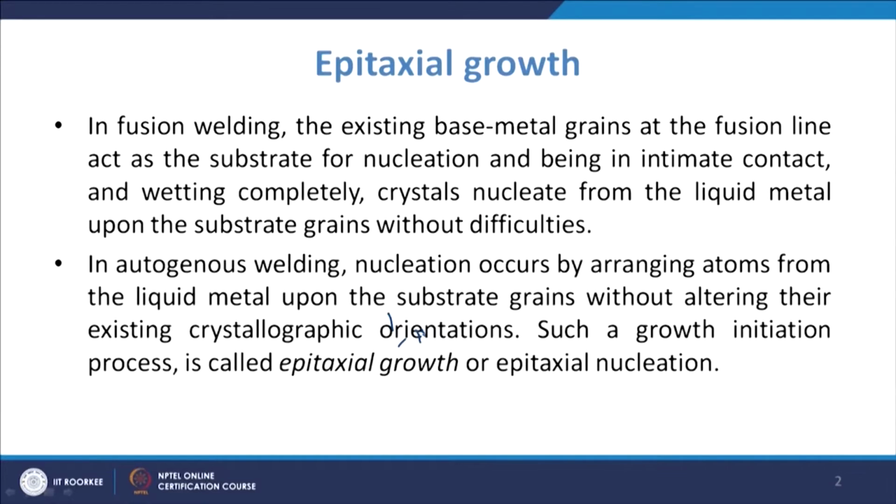So, in fusion welding, the existing base metal grains at the fusion line act as a substrate for nucleation, and being in intimate contact and wetting completely, crystals nucleate from the liquid metal upon the substrate grains without difficulties. As we have seen in the case of nucleation, we understood that nucleation is normally of two types. You have the homogeneous nucleation and you have heterogeneous nucleation.